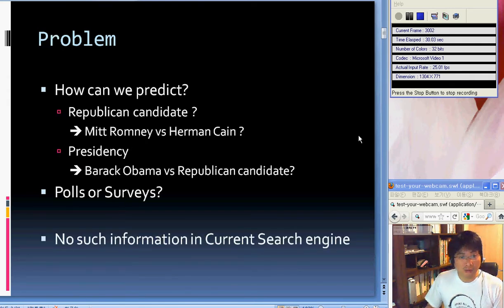Here's our problem in this presentation. There's going to be a presidential election next year, but how can you predict who's going to be president between two Republican candidates, or between a current president or future elected Republican candidate? Still, the only way we can predict is depending on the polls or surveys done by CNN or other organizations. There's no such thing in current search engines.